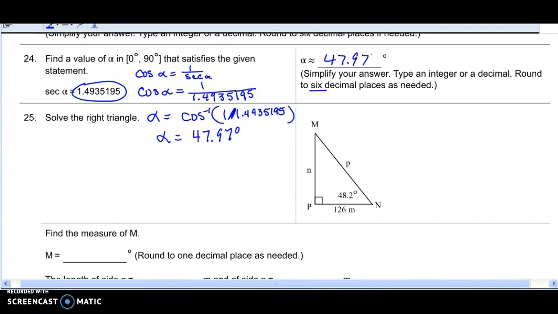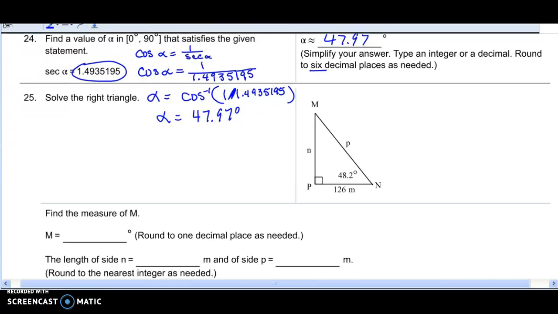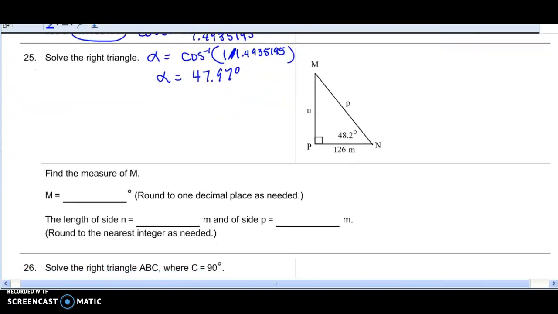Okay, let's look at some right triangles. What do we know about right triangles? What information, what formulas do I need to know? I know that the hypotenuse is across from the right angle, and it's always the largest side.